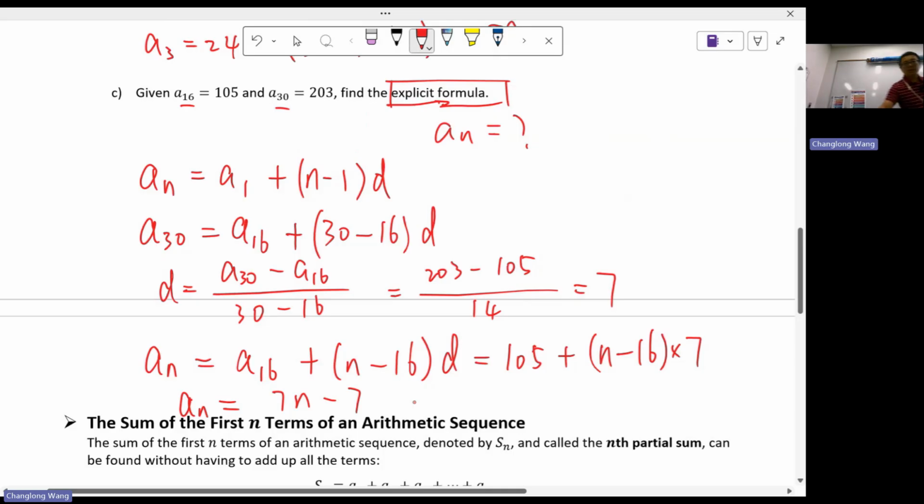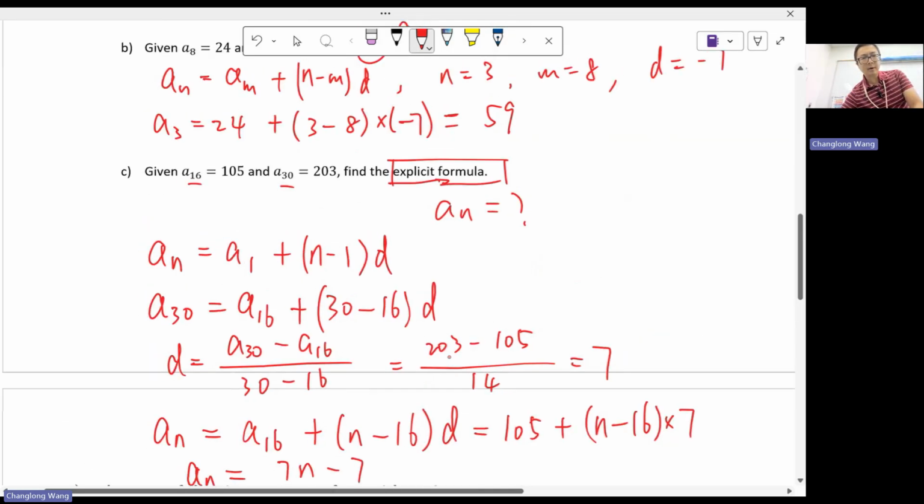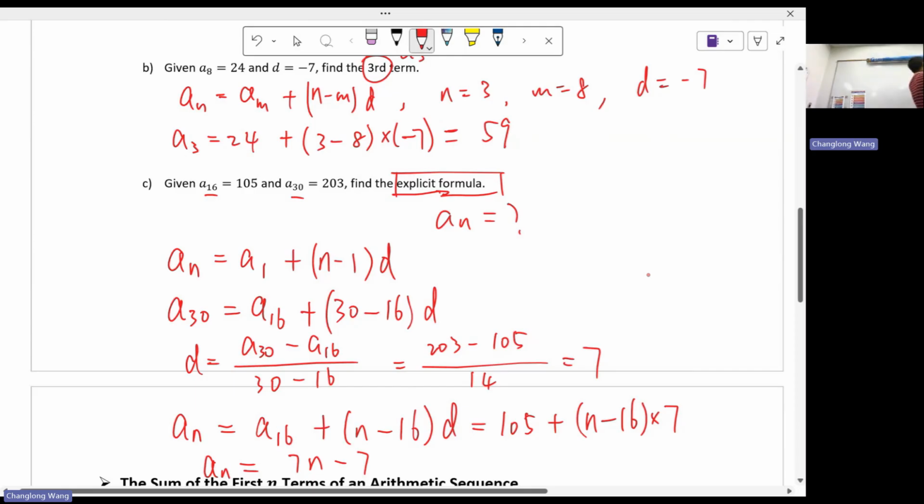You see what we did in letter B. Don't feel like you're always going from a term to a later term. You can go either way, and that's how powerful those formulas are. It just tells you how to locate a certain term. All right, anyway. Any questions before I move on to the sum of the arithmetic sequence?